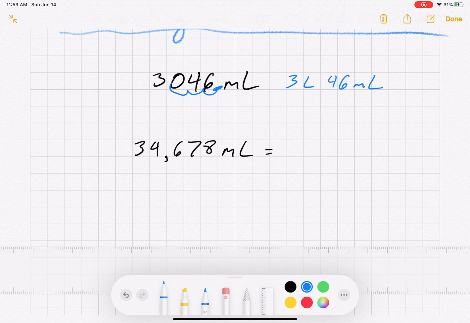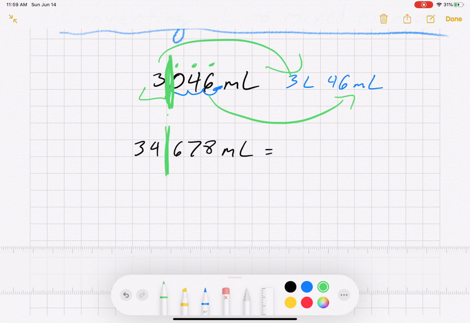Okay, so I could actually say a rule here: if I have thousands, the thousands becomes the liters, and anything in the ones, tens, and hundreds place becomes the milliliters. So if I was going to do 34,678 milliliters, I could go, you know what, 34 is the liters, so I have 34 liters and 678 milliliters.